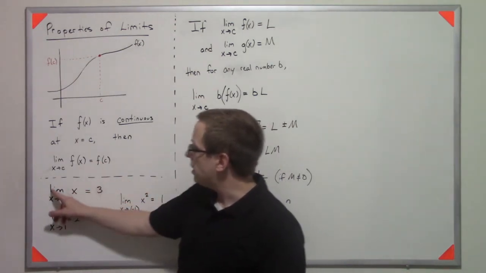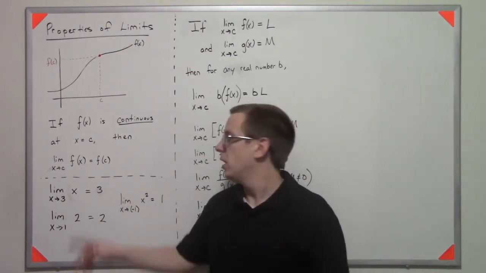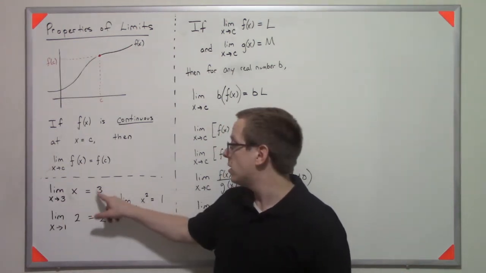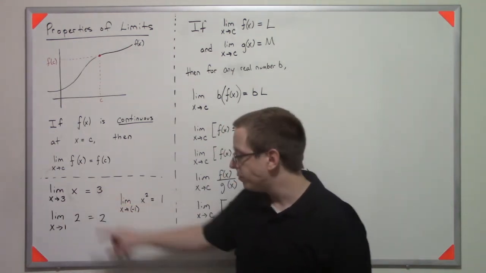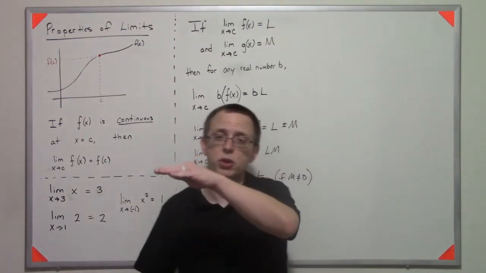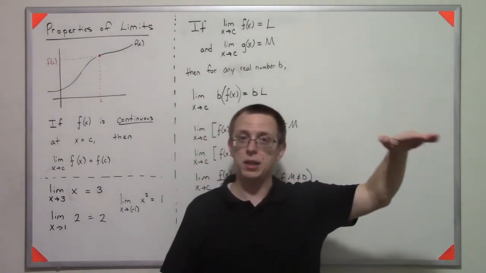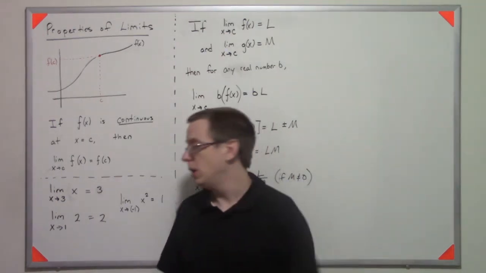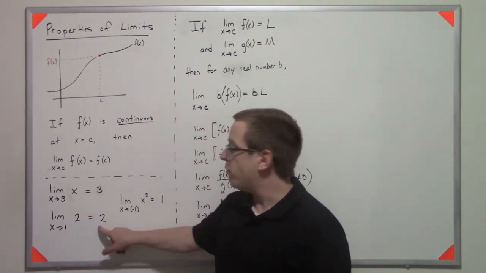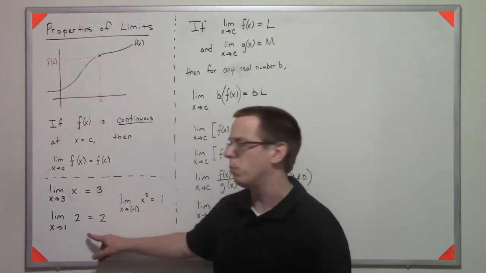What does that mean? That means that for this function, x, the straight line, the limit as x approaches 3, well, I can just plug in 3 for x, and it stays 3. Similarly, if I take the limit of a constant function, so if I were graphing f of x equals 2, that's just a flat line at 2. So it doesn't really matter what x approaches, that value is always 2.